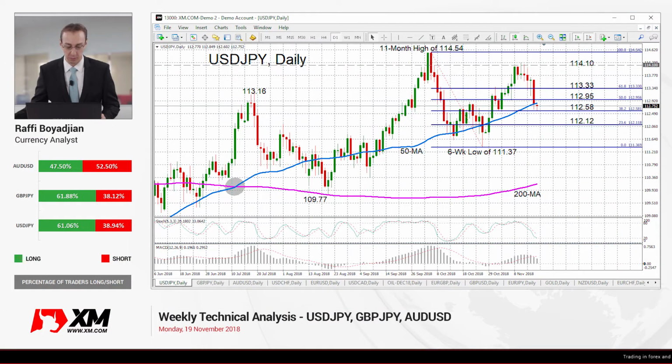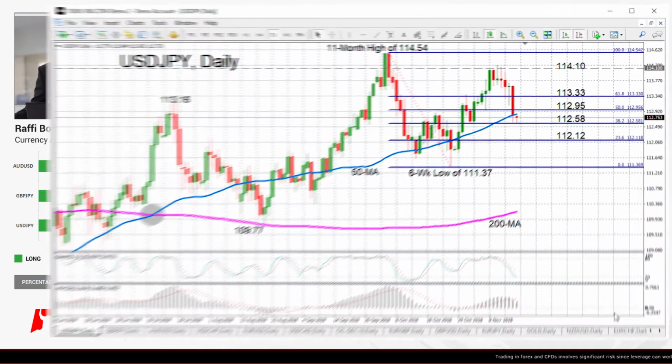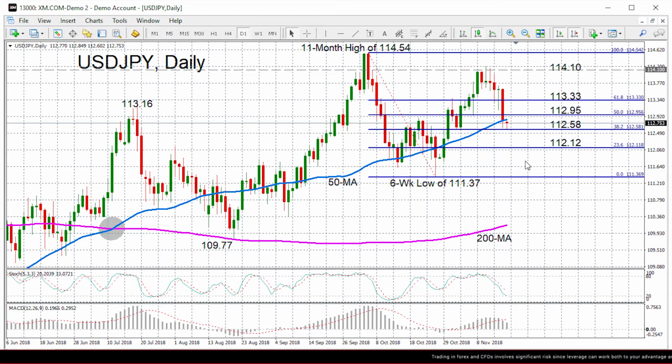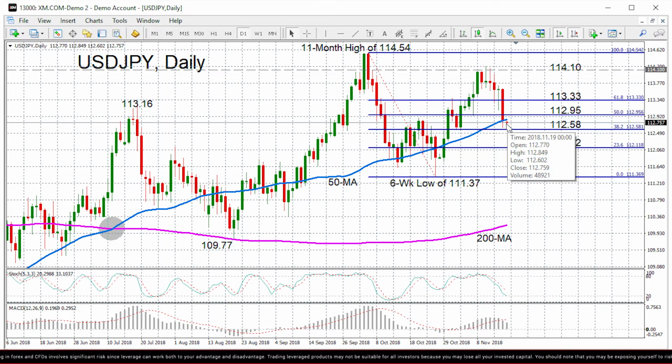The pairs we're going to be looking at for this week are the dollar yen, the pound yen, and the Aussie dollar. We're going to start first with dollar yen. We can see that the near-term bias for the pair is rather bearish at the moment. The stochastics are declining, and the percentage K line is just about to enter oversold territory, and so there's clearly more downside pressure following Friday's big losses.